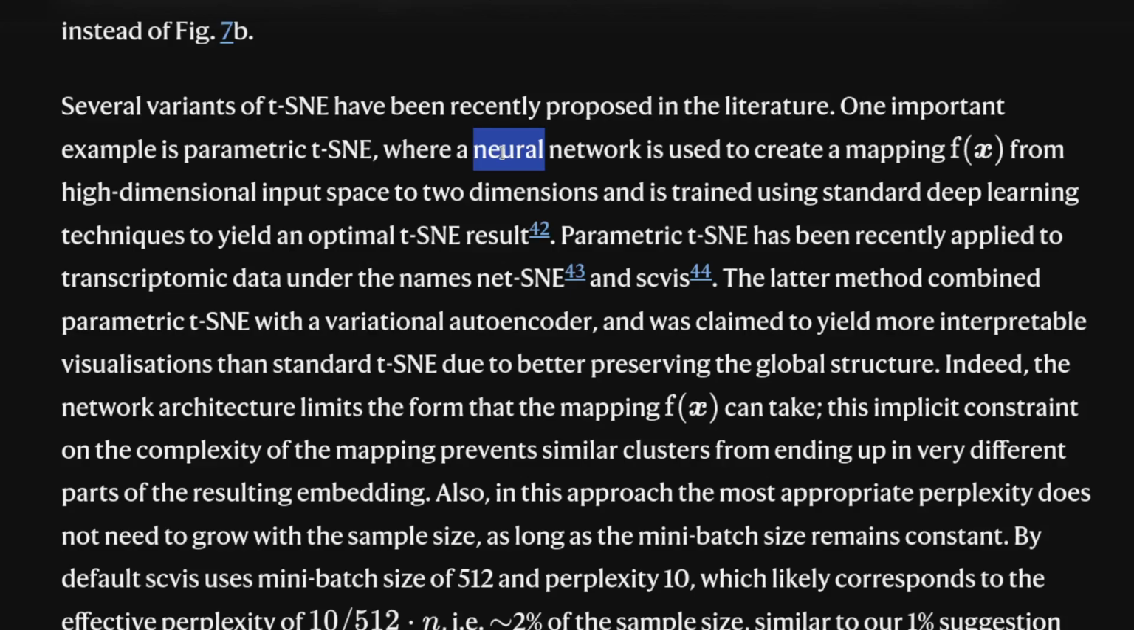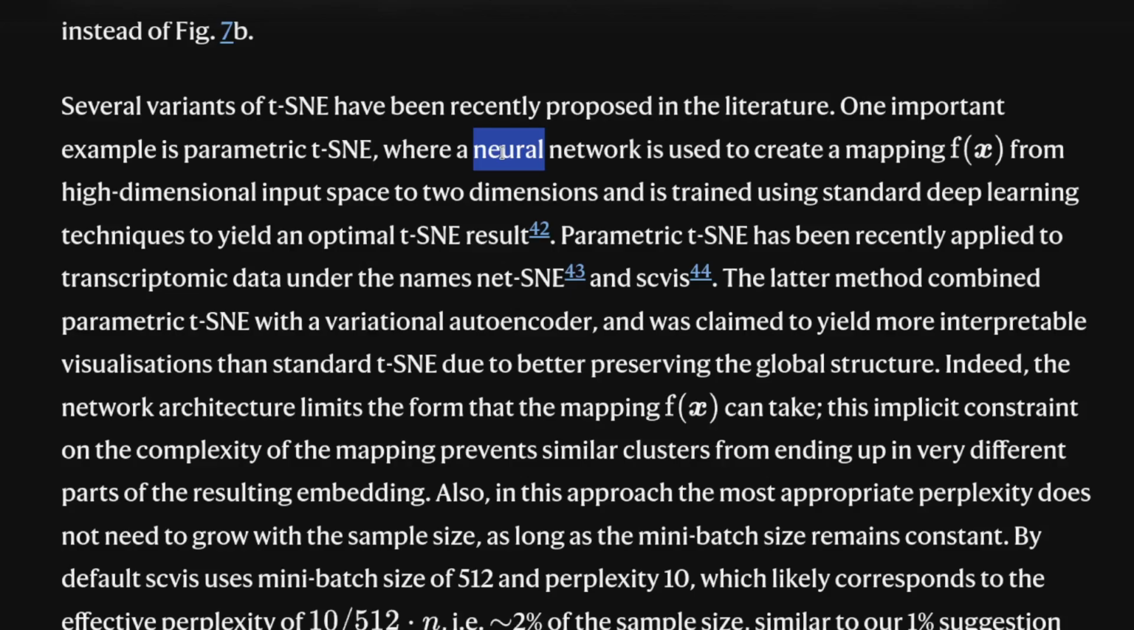Indeed, the network architecture limits the form of the mapping. This implicit constraint on the complexity of the mapping prevents similar clusters from ending up in very different parts of the resulting embedding. Also, in this approach, the most appropriate perplexity does not need to grow with the sample size as long as the mini-batch size remains constant. By default, SQuISH uses mini-batch size of 512 and perplexity 10, which likely corresponds to the effective perplexity of 2% of the sample size, similar to our 1% suggestion here.